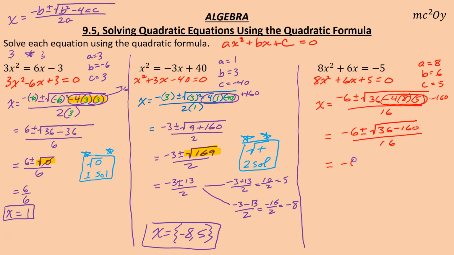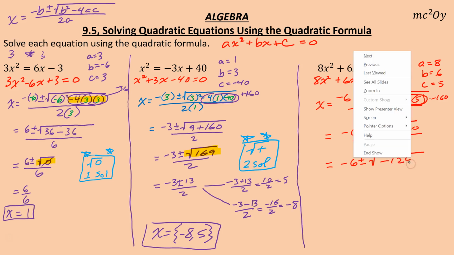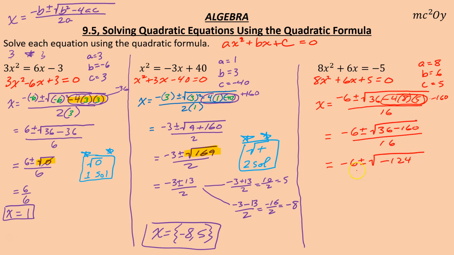And some of you can see right away that when I simplify inside that radical, 36 minus 160 is negative 124. Okay? Now please keep in mind, whenever you get a negative inside your radical, right here, recall a negative inside your radical.